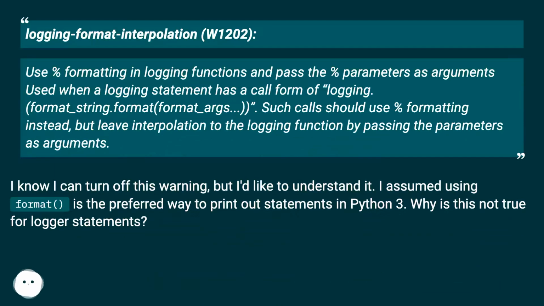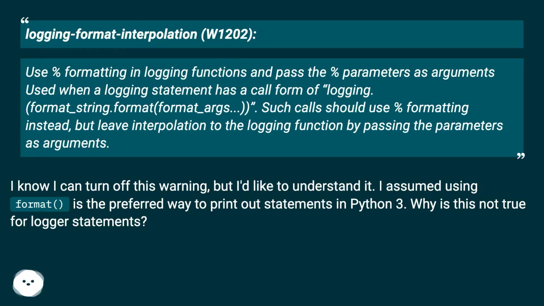Logging-format-interpolation, W1202: use % formatting in logging functions and pass the % parameters as arguments. Used when a logging statement has a call form of logging, format_string.format(format_args). Such calls should use % formatting instead, but leave interpolation to the logging function by passing the parameters as arguments. I know I can turn off this warning, but I'd like to understand it.